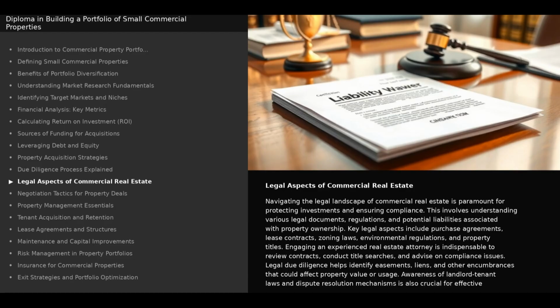Engaging an experienced real estate attorney is indispensable to review contracts, conduct title searches, and advise on compliance issues. Legal due diligence helps identify easements, liens, and other encumbrances that could affect property value or usage. Awareness of landlord-tenant laws and dispute resolution mechanisms is also crucial for effective property management. Proper legal counsel minimizes risks and ensures smooth transactions. It provides a secure foundation for the investment. Adherence to legal frameworks is non-negotiable.